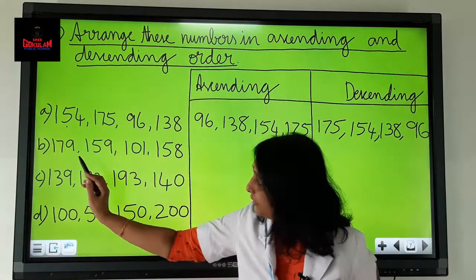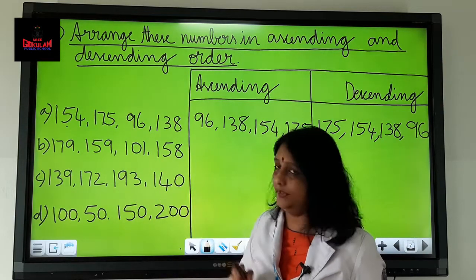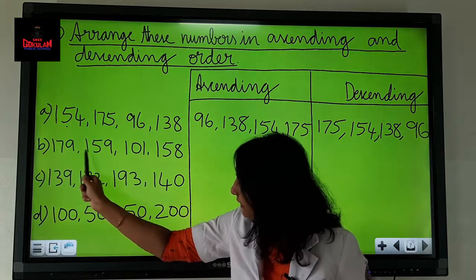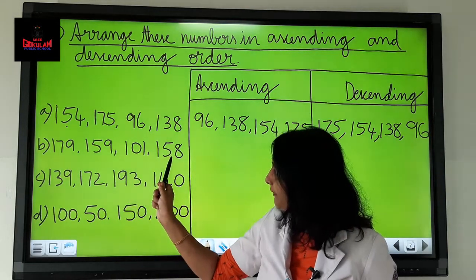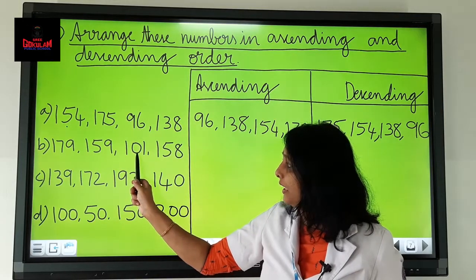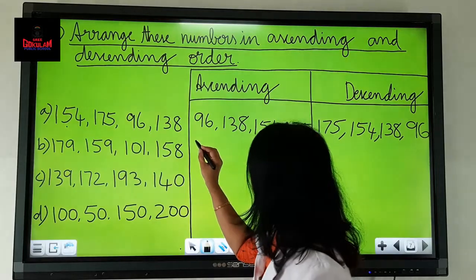Next question. 179, 159, 101, 158. Comparing the tens place numbers, 7, 5, 0, 5. Which is the smallest one? Yes, 0. So, 101, this is the smallest number. Let me write 101.